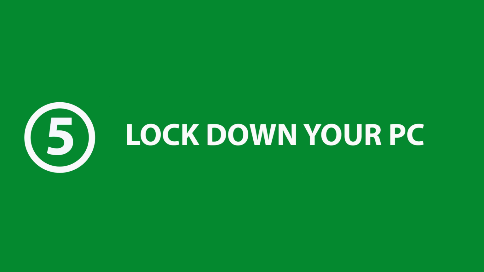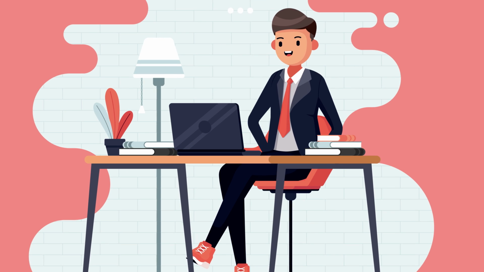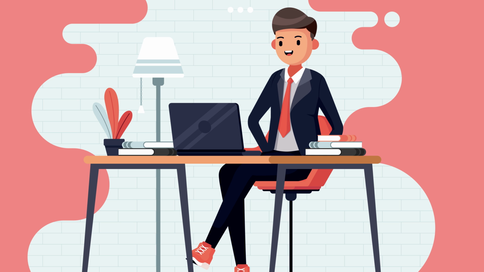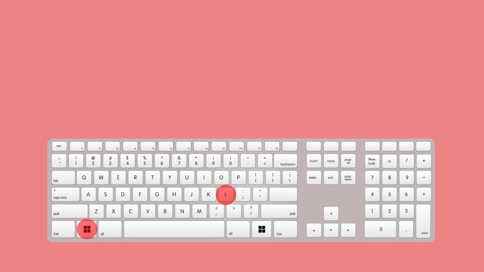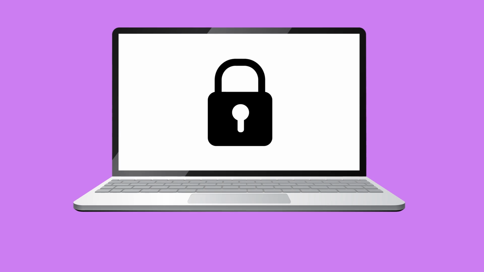Number 5. Lock down your PC. You can lock your computer if you need to go do something else but don't want to shut everything down, like when you log out. Press the Windows key plus L key combination. Or Control plus Command plus Q on a Mac. Just make sure you set up a password first for your computer.